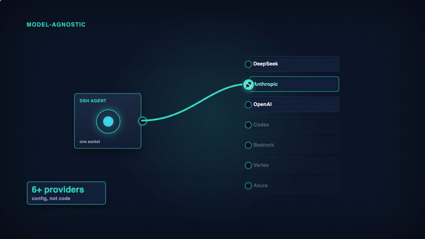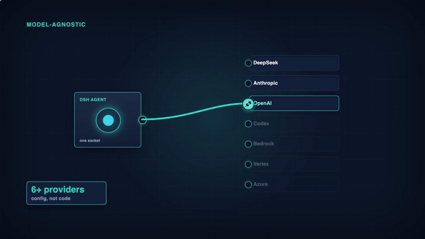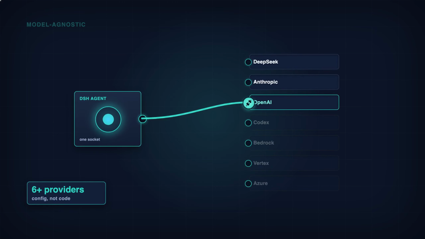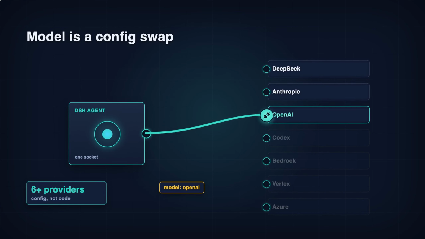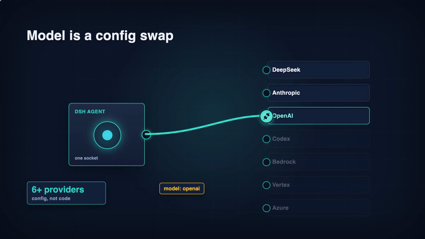It runs DeepSeek, Anthropic, OpenAI Codex, the big cloud services Bedrock, Vertex, and Azure, plus anything that speaks the common OpenAI format. Swapping between them isn't a code rewrite. It's a config change. You edit a setting, point the same agent at a different brain, and go.